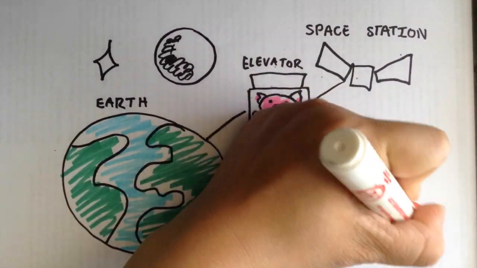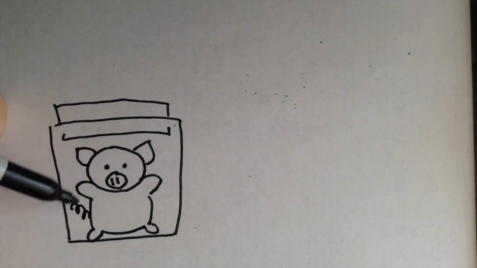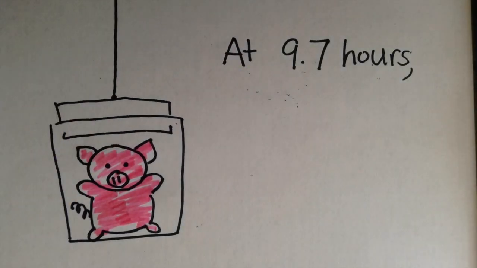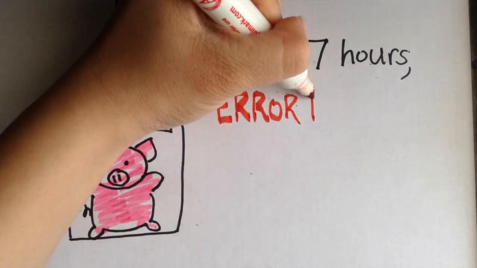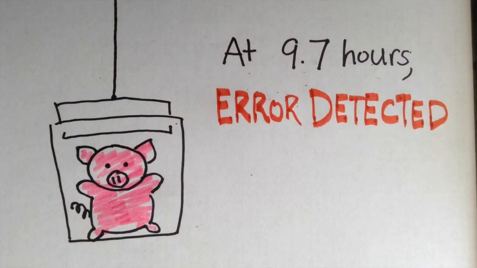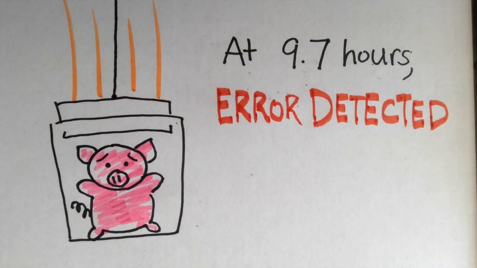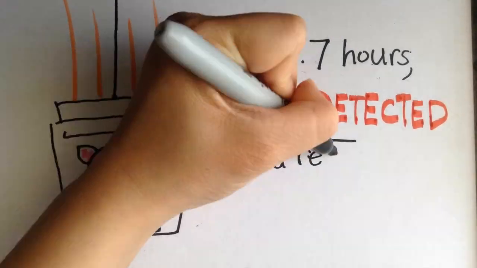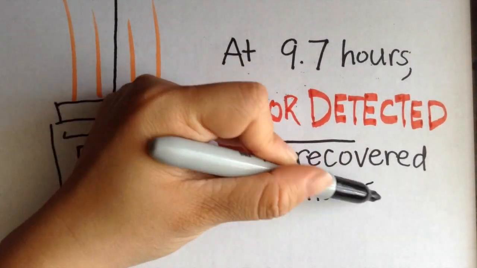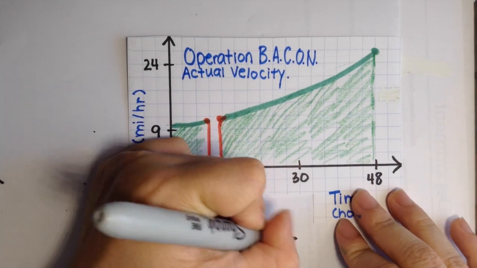Oh no! An error occurred. We've just received word that there has been a malfunction with the space elevator. At approximately 9.7 hours, an error was detected. The elevator with Porky inside began falling rapidly. Thankfully, the speed of the elevator was recovered at 11.93 hours.